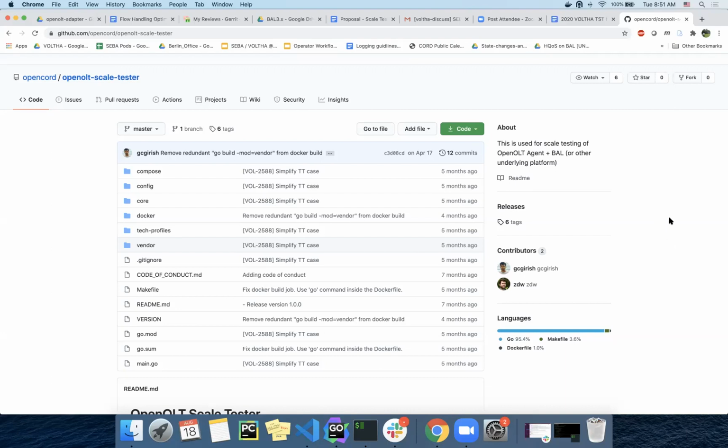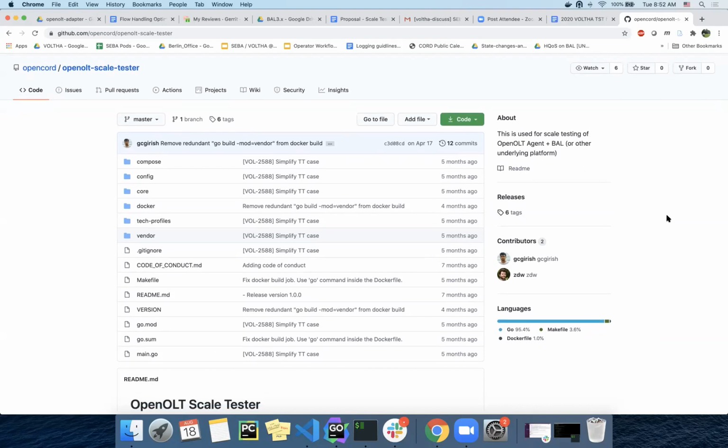If we see zero delta between the changes, then we need to look for a different approach. If we see a marked improvement, then we say, yep, this was absolutely the right thing to do. The agent can handle the additional workload. We've reduced the work on the OpenOLT agent. We're good to go.